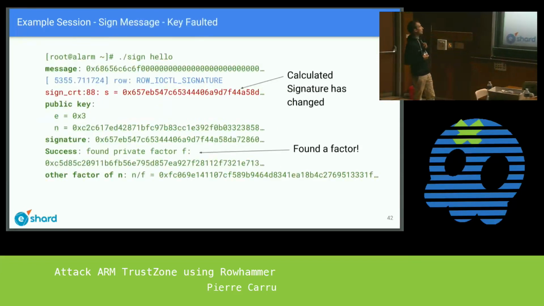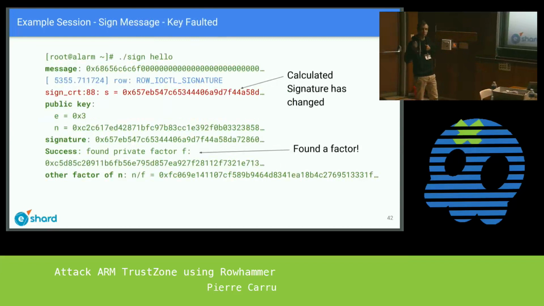This is a case where we used the Rowhammer attack. It corrupted the keys in the trusted side, and we got a faulty signature. And what does it give us? We can deduce a private factor, and if you have one, you have the whole private key.